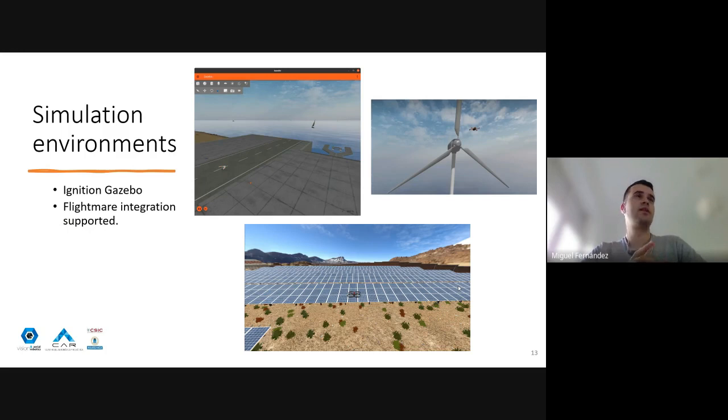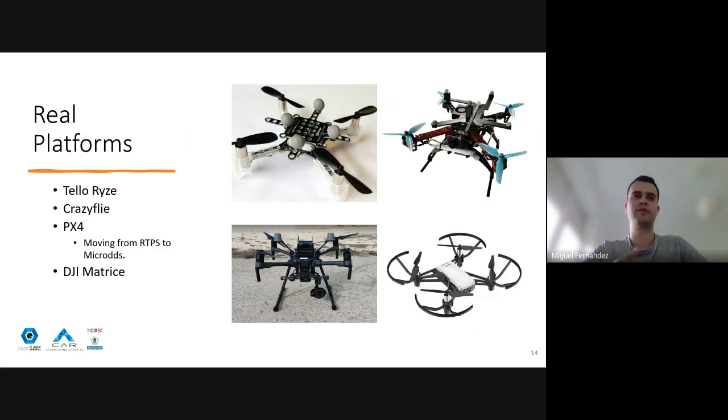In terms of which simulators are supported, we have Ignition Gazebo, and we can integrate it with Flightmare if we need some more photorealistic capabilities. We have, for example, here an example of a photovoltaic power plant in which we needed better photorealism in the images that the camera was acquiring. And as I said before, as the framework is platform agnostic, the whole framework doesn't know if it's running on simulation or on real platforms.